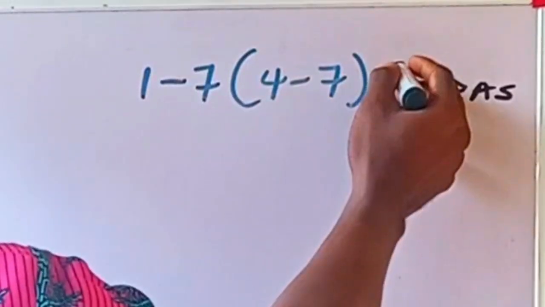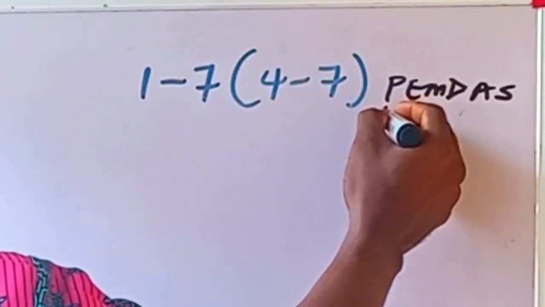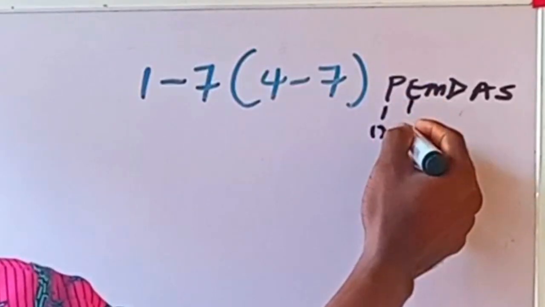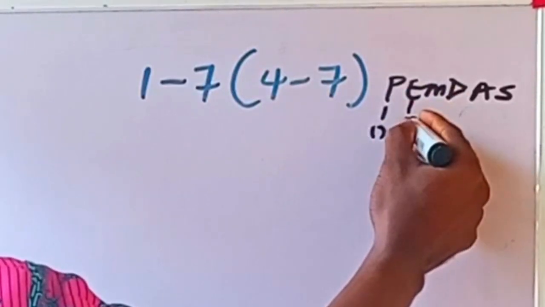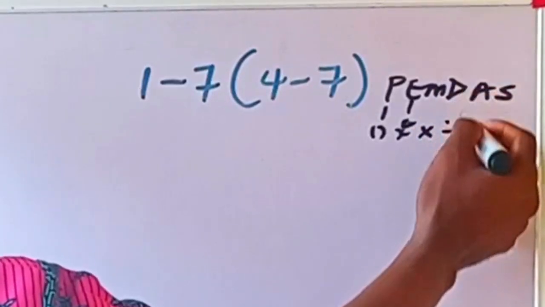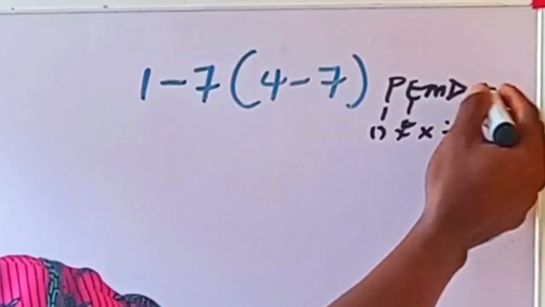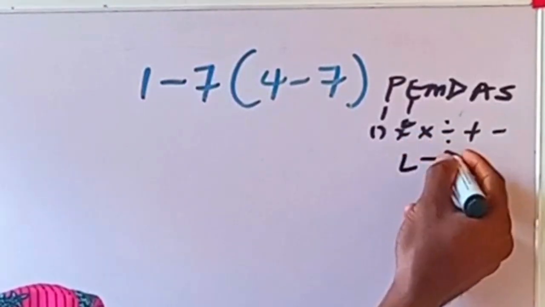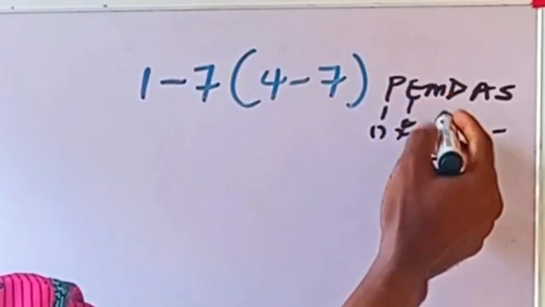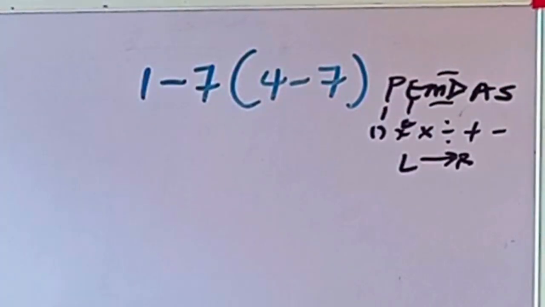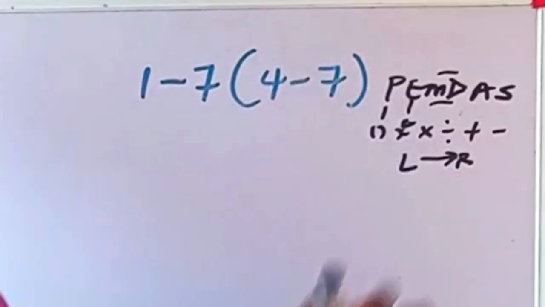So this P stands for parentheses. This E stands for exponent, all right? M is multiplication, D is division, A is addition, S is subtraction. All right. So this rule says that we have to solve from left to right. But don't forget that division and multiplication have equal priority. All right. So we are solving from left to right.